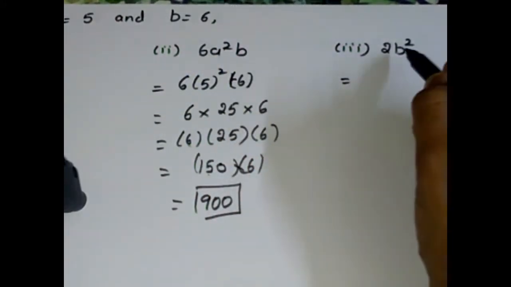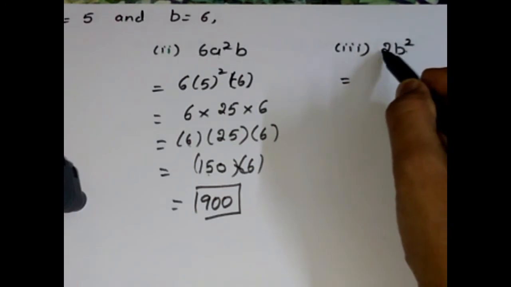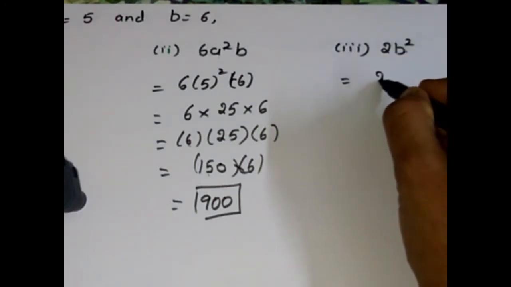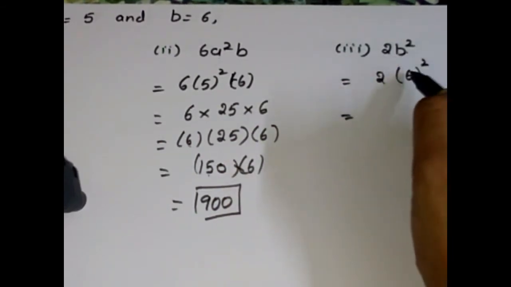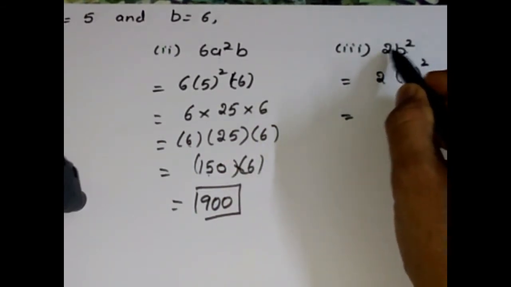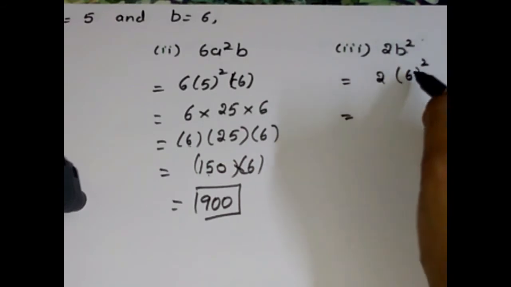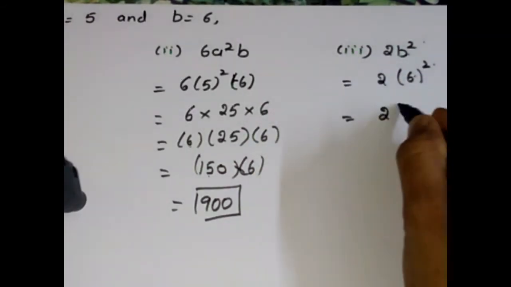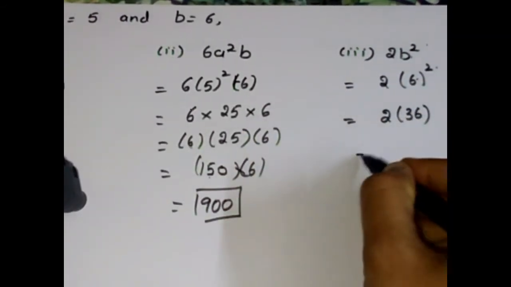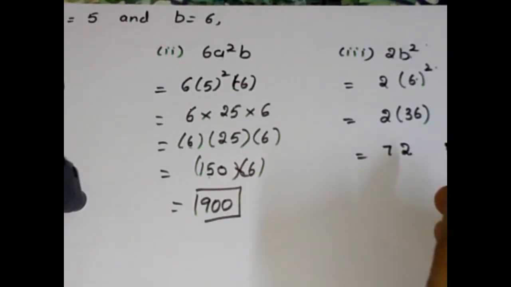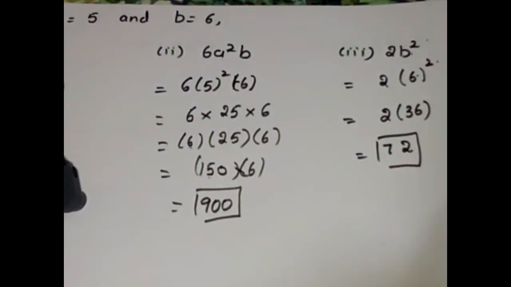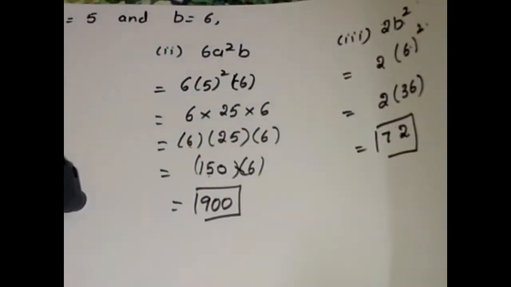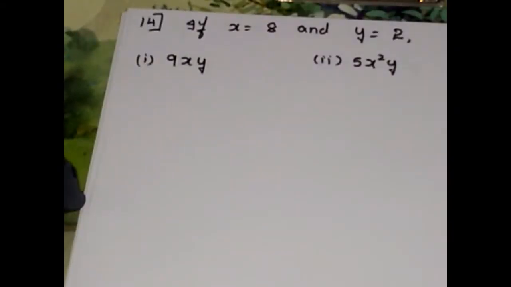Now the third question is 2B square. 2 into B square. Here also value of B is 6. Before we multiply the value of B with 2, what we need to do? 2B square. So find out B square first. So value of 6 square is 36. 2 into 36 is equal to 72. So for which value the square is applied, you need to focus very carefully. That is the very tricky part in this particular chapter.